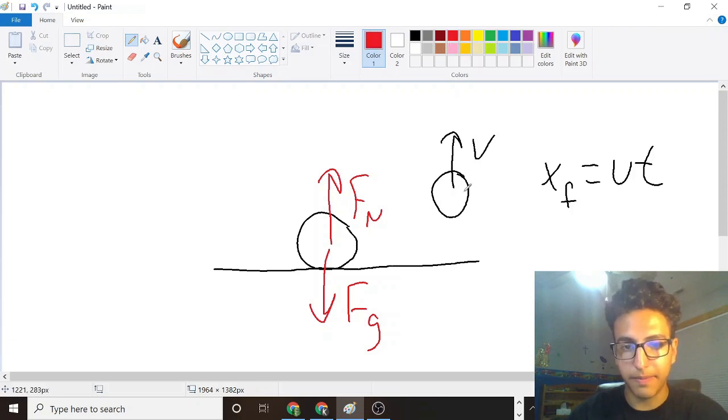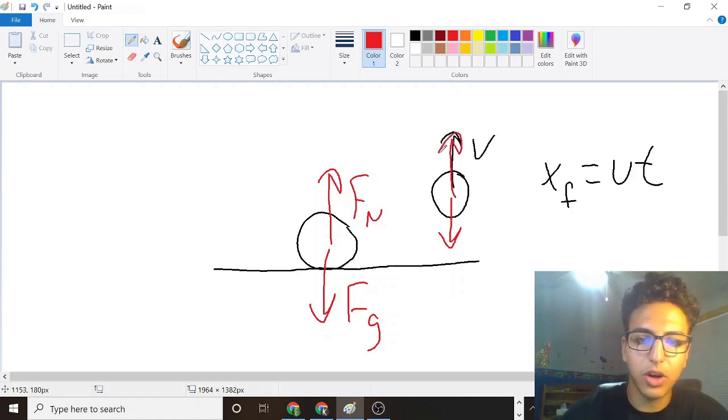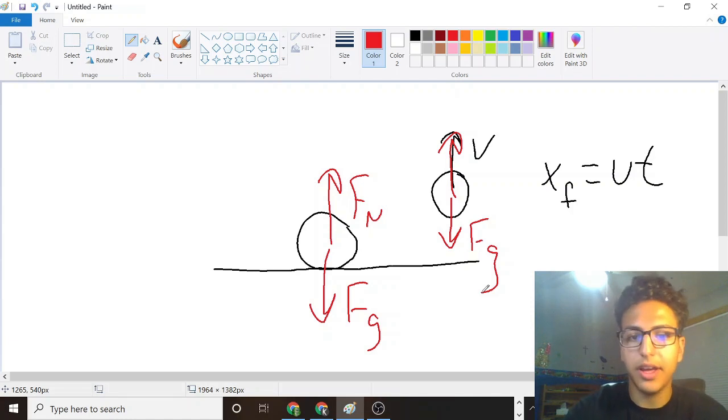So what do we know then? Well, we know that it has a force going down. And so we know that there has to be an equal and opposite force going up in order to keep it moving with a constant velocity. Okay, and going down, the force is Fg. So going up, the magnitude of the force has to equal Fg.